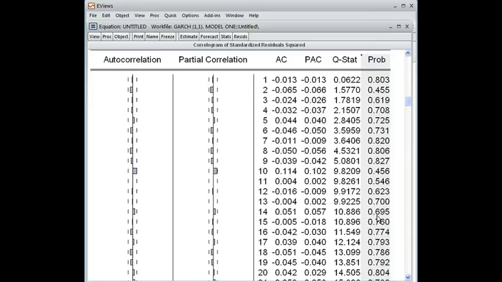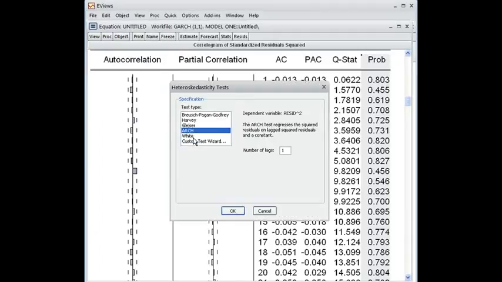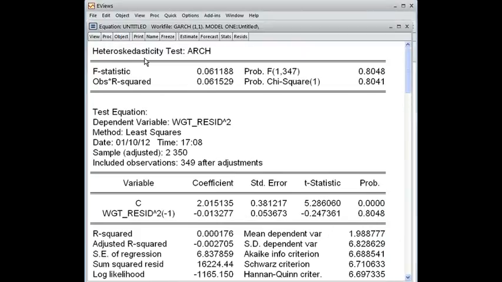Then I check whether this model has an ARCH effect or not. As before, I go to View, Residual Diagnostics, then ARCH effect, and ARCH, it is already given. This is the ARCH test, the observed R-squared and the corresponding p-value. How much is the p-value? 80.41%, meaning that it is more than 5%.